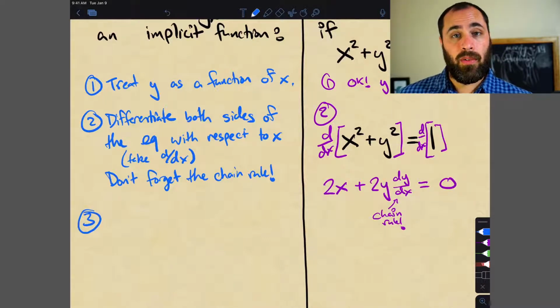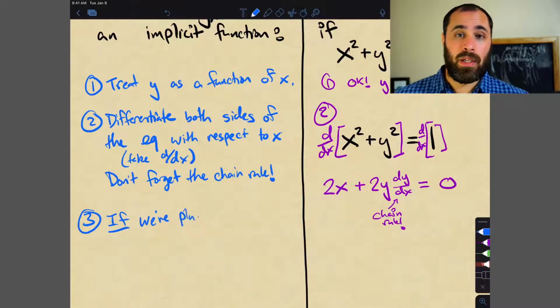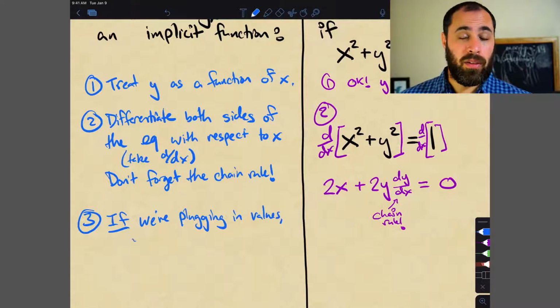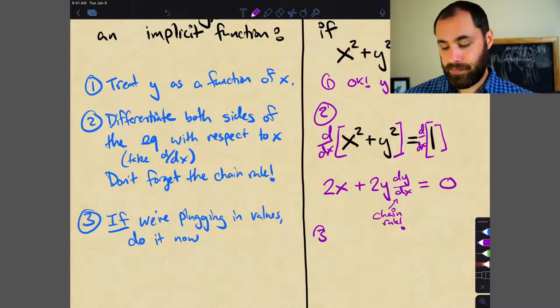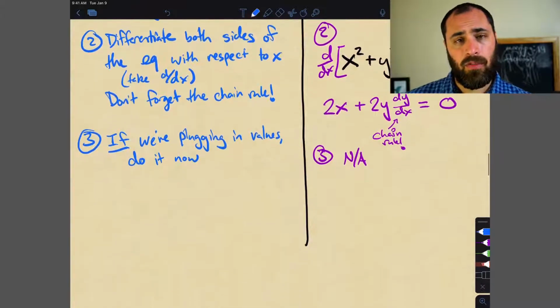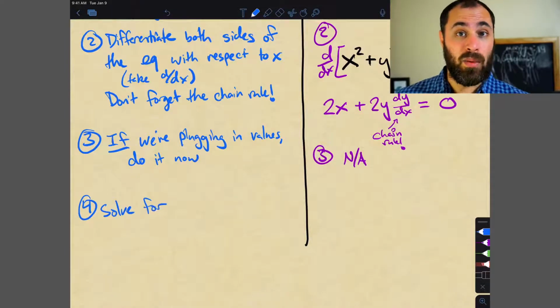So step 3, if the question asks us to solve for the derivative at a particular point, then now is when we would plug in x and y values if we had them. In this example, we don't. We'll see an example where we do later. And step 4, solve for dy dx. The question is, what is dy dx?